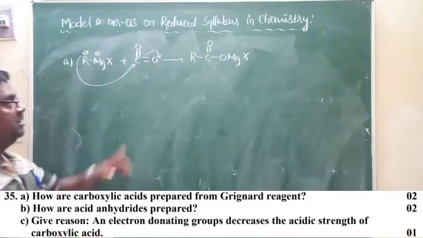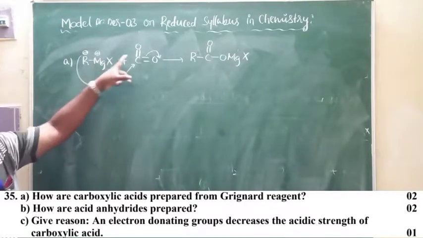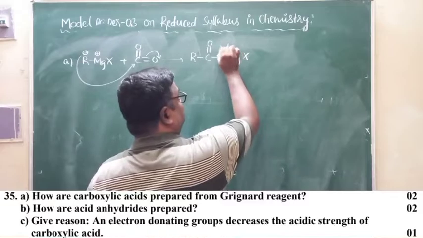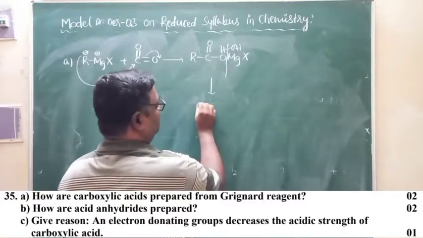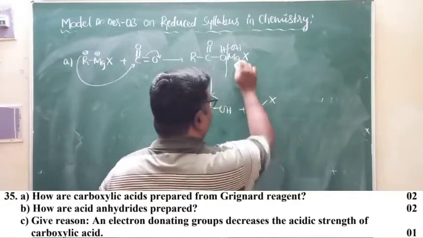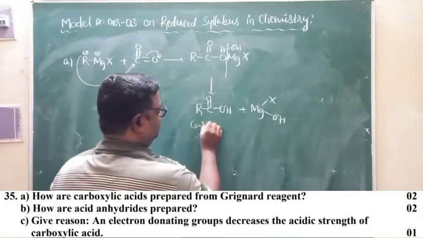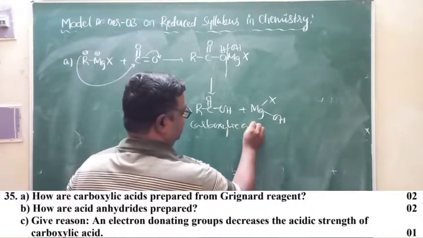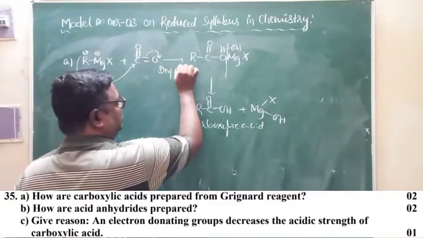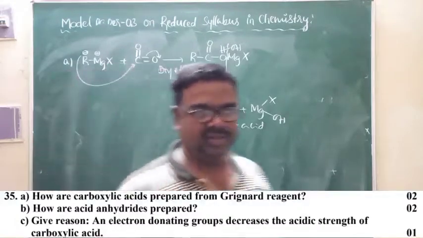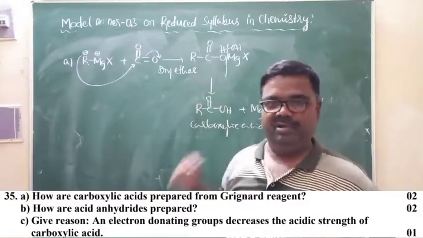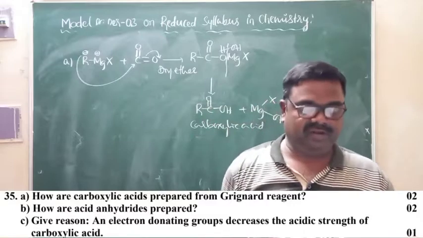R, C double bond O, O MgX. The negative part is attracted by the positive part of the Grignard reagent, and the positive part is attracted by the negative part. Yes, and this undergoes hydrolysis. Acid hydrolysis leads to R C double bond OH plus MgX with OH. This is carboxylic acid. That is, dry ice reacts with Grignard reagent in the presence of dry ether. That is compulsory. Whenever Grignard reagent is used, you must use dry ether as a solvent. That results in the formation of an intermediate compound, which upon hydrolysis results in the formation of carboxylic acids.